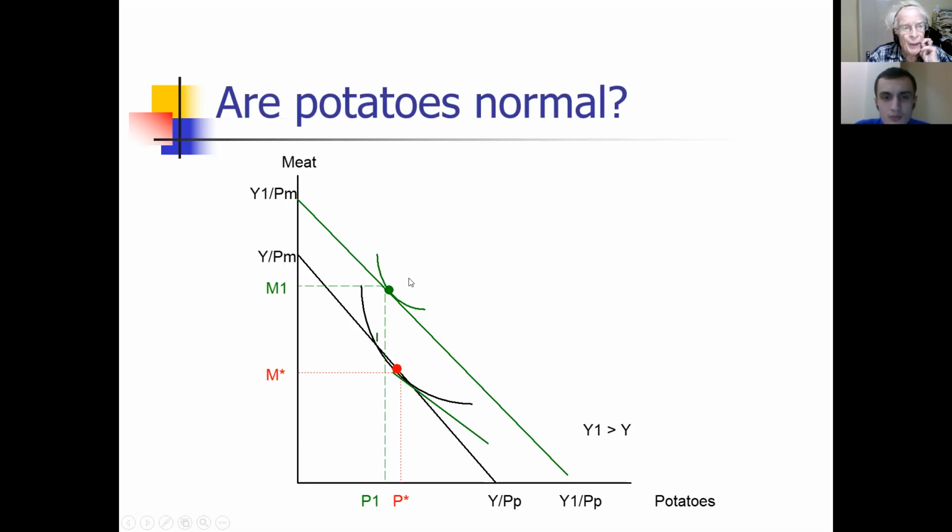Usually, most goods are normal, so that usually when our income rises, people buy more of most goods. But in this case, potatoes are an exception, if we have become richer.